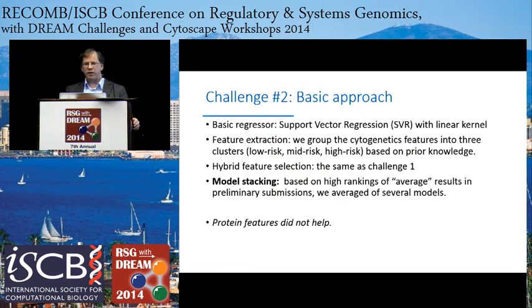We don't have as much to say. It was basically a straightforward machine learning task. We used support vector regression with a linear kernel. We did feature extraction. This is a case where talking to various doctors helped. We grouped the cytogenetics features into 3 clusters: low risk, medium risk, and high risk. And we did the hybrid feature selection that I mentioned already. Then we used model stacking as a simple ensemble approach where we just averaged the results of these various models. In fact, Gilin got the idea for doing that by looking at the wisdom of crowds results that were posted on the leaderboard at some point. Unfortunately, we were not able to make meaningful use of the protein features in this challenge.